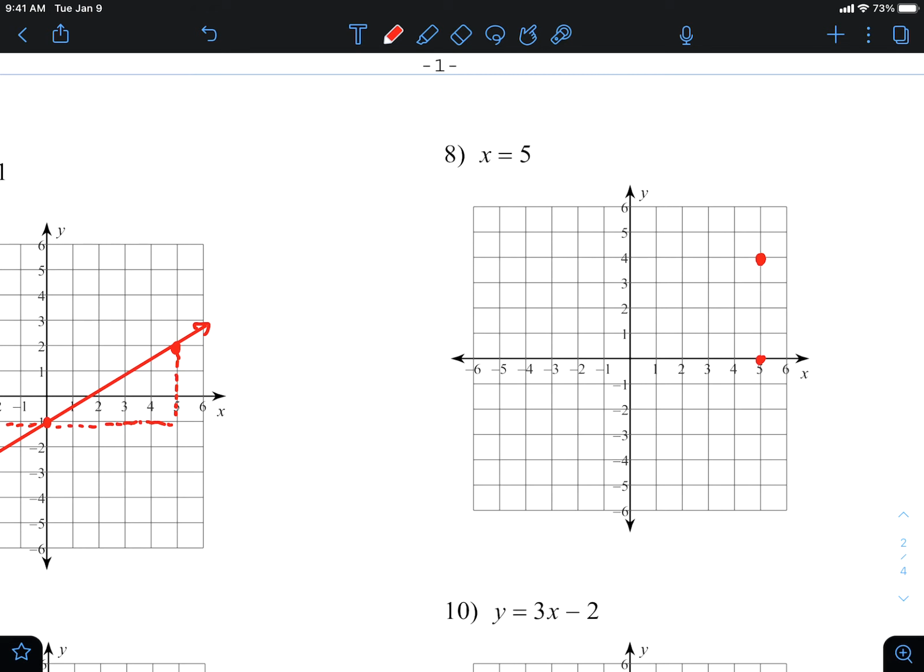If y is equal to 4, x is still 5 in this case. And this is another point. If y is negative 5, that doesn't matter. X is still 5. So we'd actually call this a vertical line.